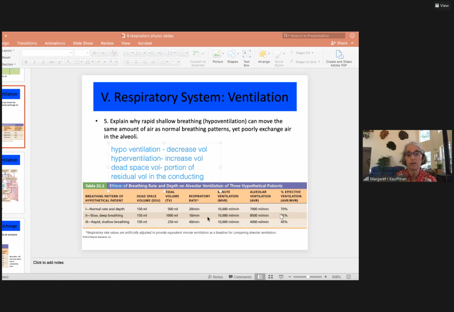Since they're doing this 20 times in a minute, 20 times 350 only actually gives you 7,000 that makes it to the point where the gases can exchange within the alveoli itself. So at rest, this person, well, I guess they're at rest with that rapid respiration rate, but is about 70% efficient. 70% of the moved air actually makes it into the alveoli.